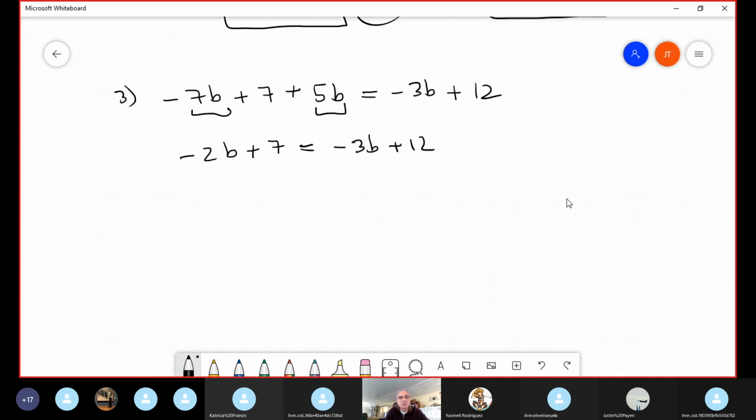Okay, so now in that moment, remember, it's a good idea to bring the variable to the left. So minus 2b stays. I move 3b to the left, and I get positive, the opposite sign. 12 stays, and 7 goes to the right-hand side, the opposite side. We combine like terms. 3 minus 2 is 1, an invisible 1. And this is 5, no? b equals 5. Final answer.